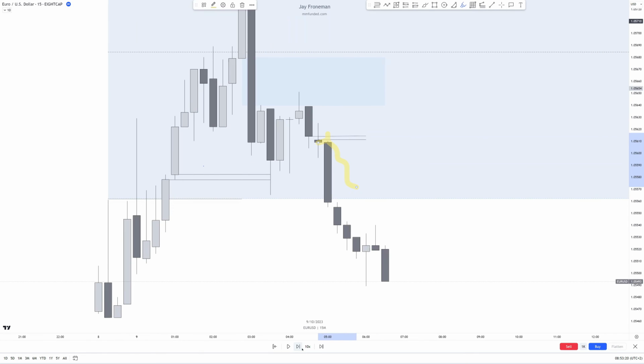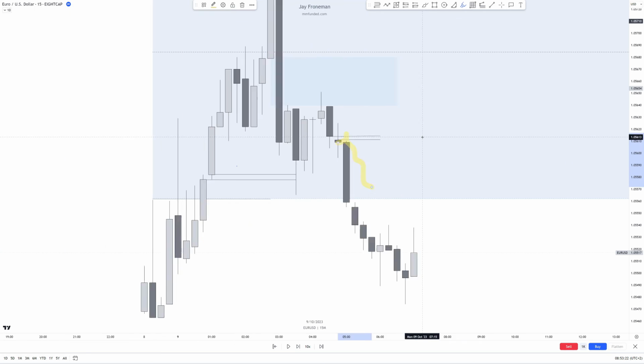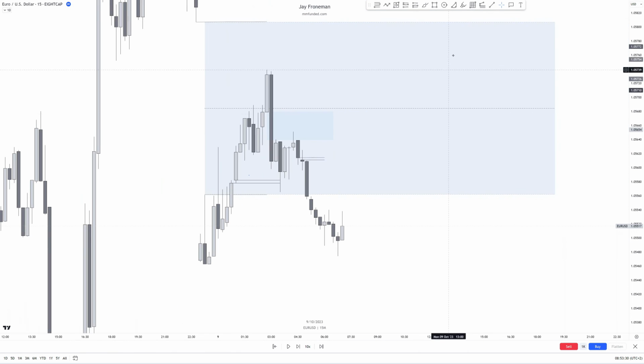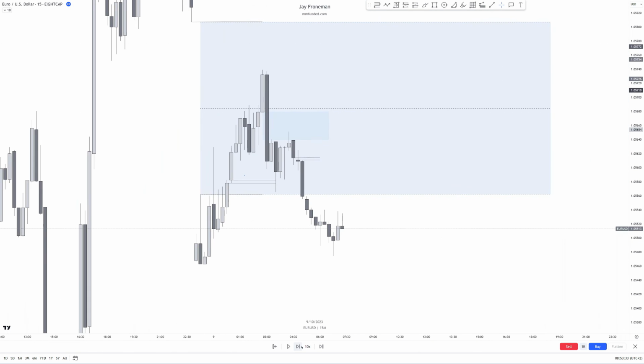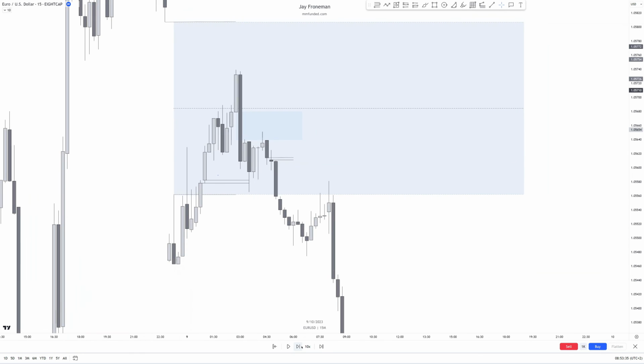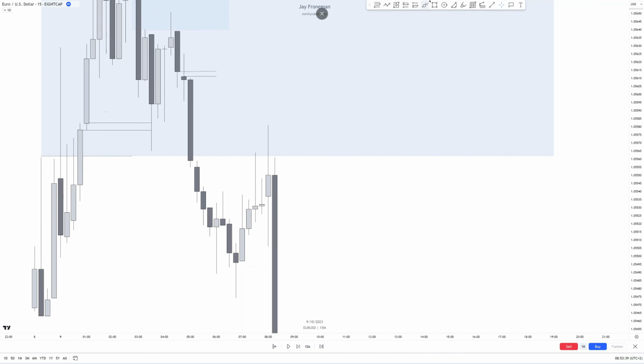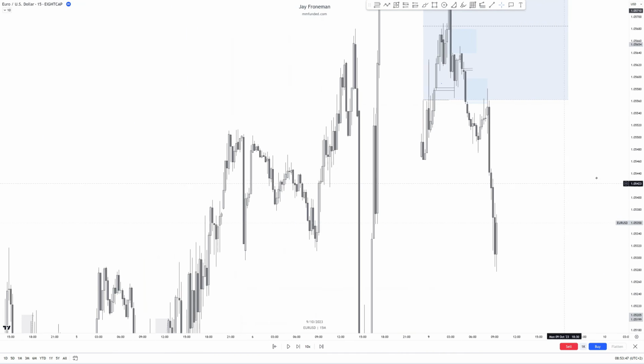Okay, so in this example, price ran without it, but what we can expect later on is still for price to re-fulfill and rebalance in this area. So let's continue through price and see what happens. Okay, in this example, price just having a bit of a pullback, mitigating this overall fair value gap and also re-fulfilling this volume imbalance gap to continue short from there.